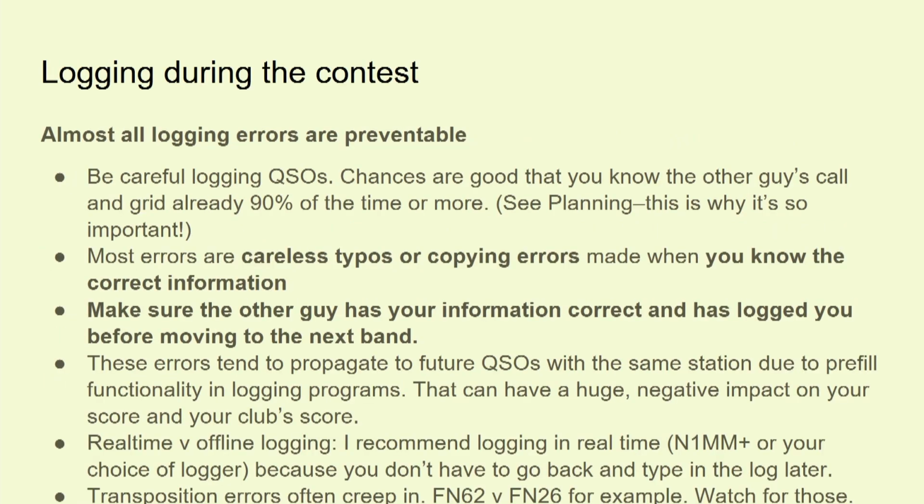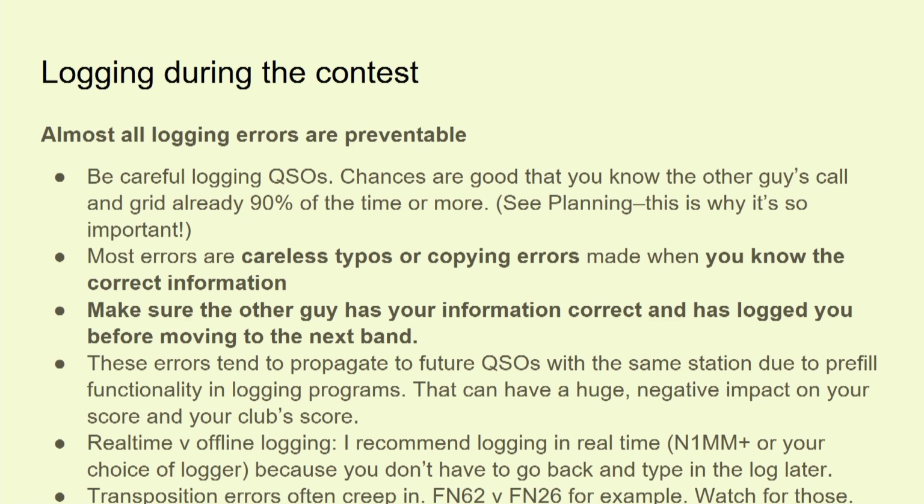Almost all logging errors are preventable. We've talked about this. You know the other person's call and grid 90% of the time or more. There's some bold stuff here you can take away. Most errors are careless typos or copying errors made when you already know the correct information. We see a lot of grid transpositions, right? EN90 becomes EN09, for example. That kind of thing. And because of the way logging software works, it just loves to help you save work by propagating those errors into future QSOs you make with that station on other bands, right?